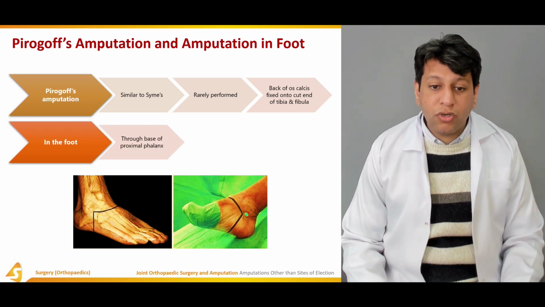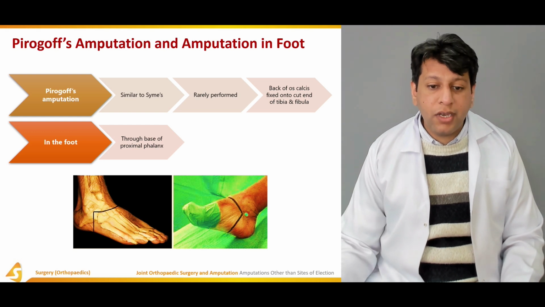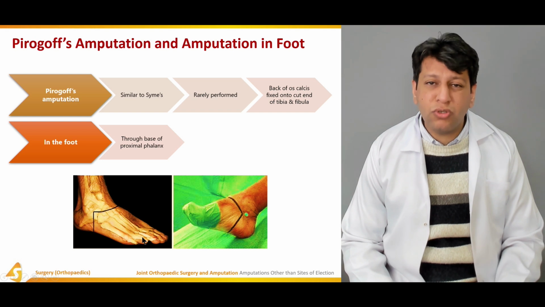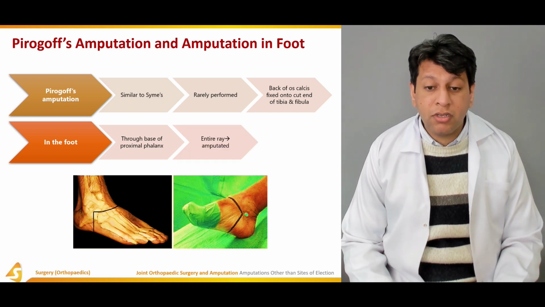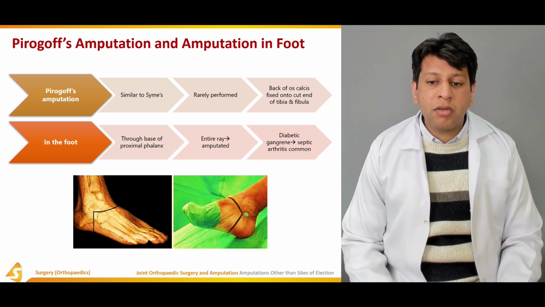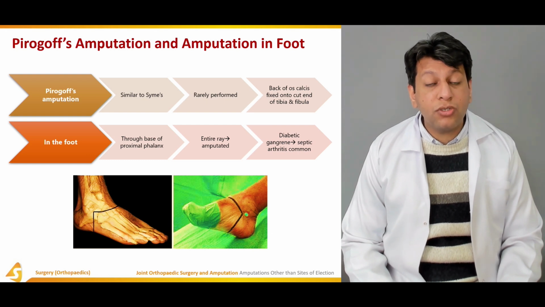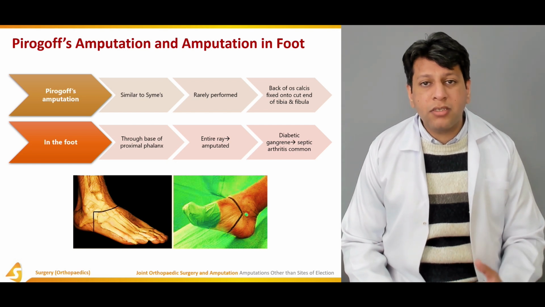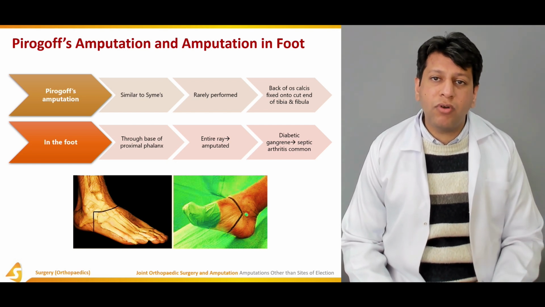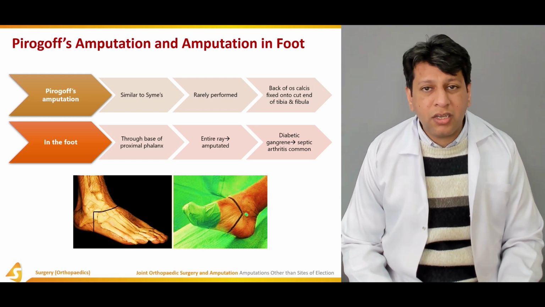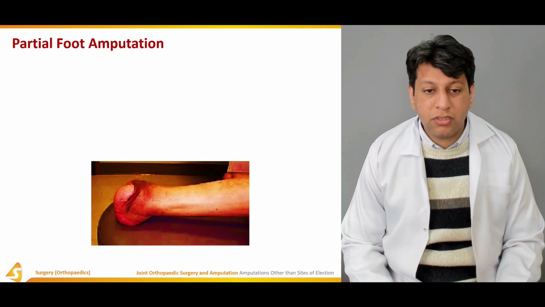In the foot, this could be through the base of the proximal phalanx, because this is a form of ray amputation, which is usually done in diabetic patients. The entire ray has to be amputated. Diabetic gangrene and septic arthritis are the common indications for which this ray amputation is performed. And this is only when a single digit is involved. If multiple digits are involved, we may have to go for some kind of tarsometatarsal or through tarsal amputation.